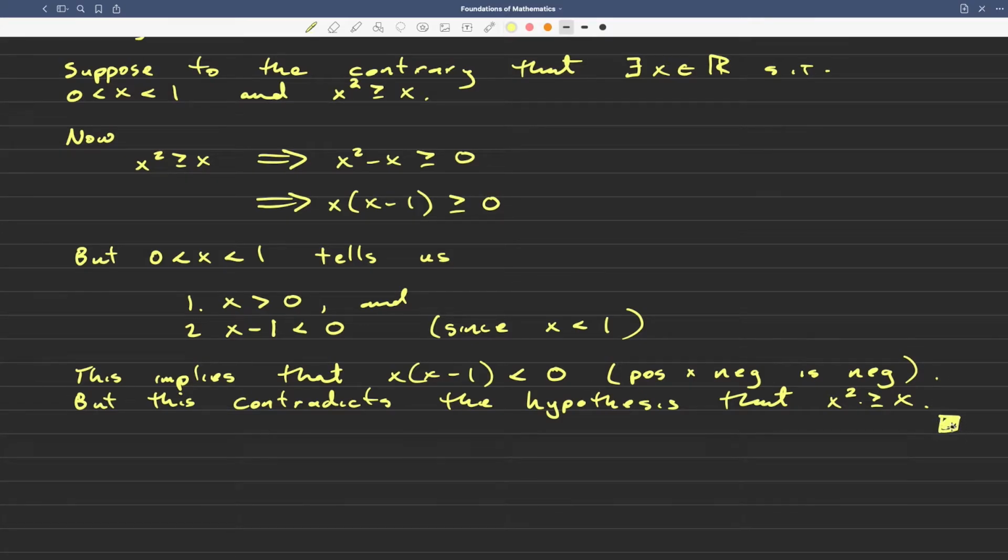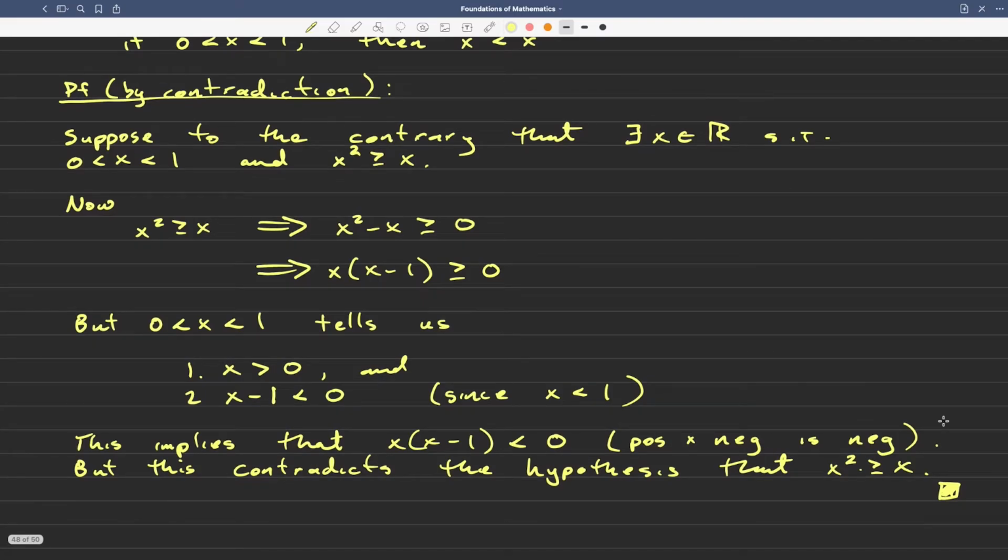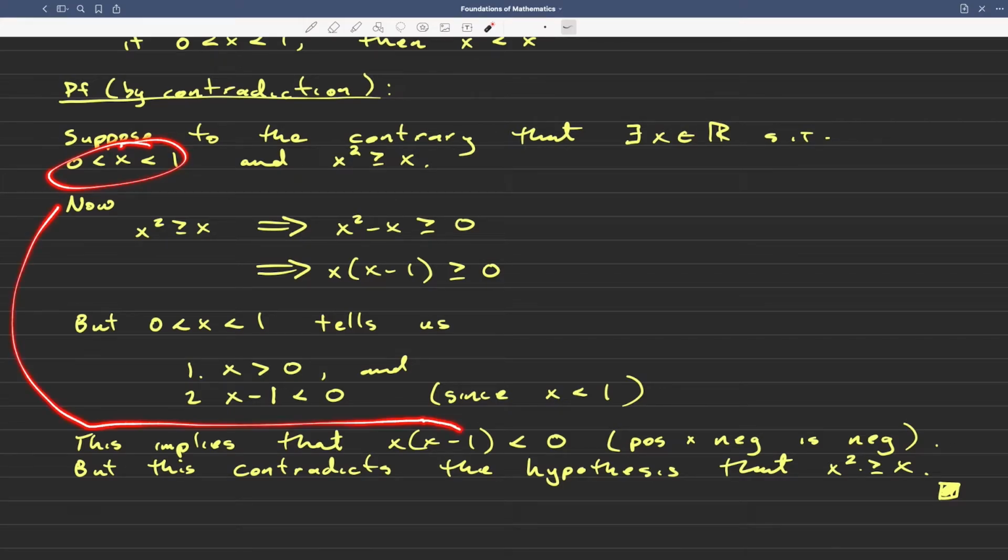Now, I have to admit, this is a really bad contradiction proof, because I could have more easily proven it directly. Notice that on the strength of the hypothesis, 0 being less than x and x being less than 1, I could have arrived at this inequality directly without even using the hypothesis that x squared is greater than x. But then once you have that inequality, you've essentially proven the thing that you wanted to prove directly. So this was sort of an unnecessary proof by contradiction.